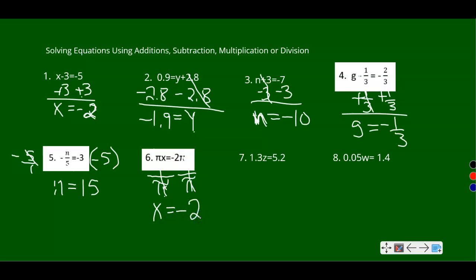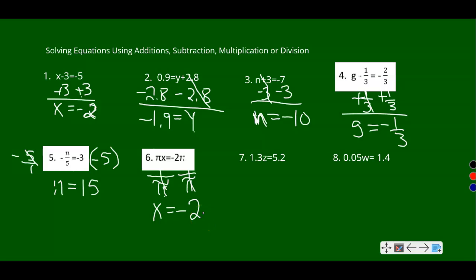All right, so here, number 5, we had division, so we multiplied both sides. Number 6, we have multiplication, so we divide both sides. Number 1, we had negative 3, so we added 3. And here we had plus 2, so we subtracted 2.8. So if you look back at the examples that we've done, you'll see that you're doing the inverse operation to get the variable by itself.